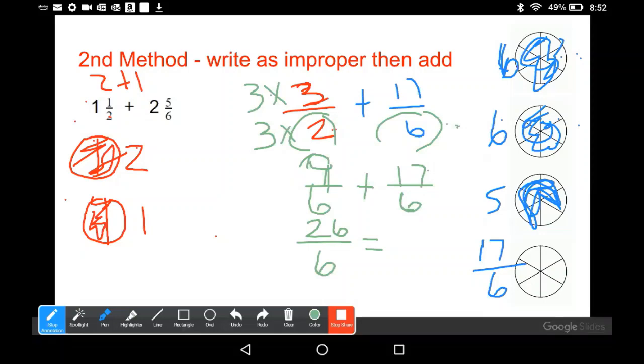And if you want to see if it matches that, this can actually be reduced to simplest form, or you can convert it back to a mixed fraction. So 6 will go into 26 4 times, which is 24, with 2 left over. 4 and 2 sixths, which reduces just like the last one did to 4 and 1/3.